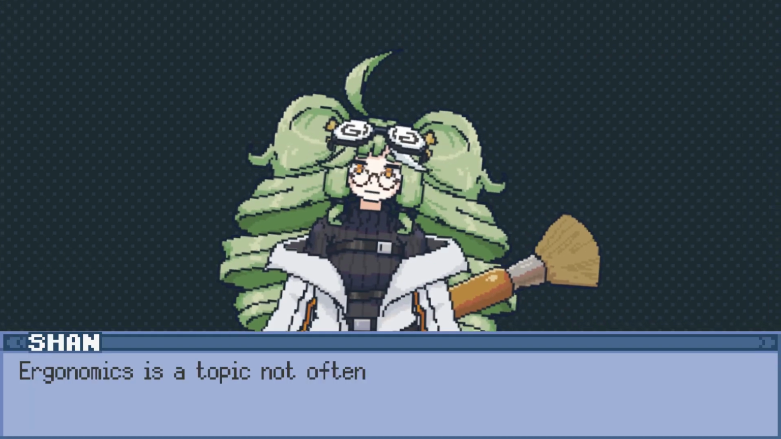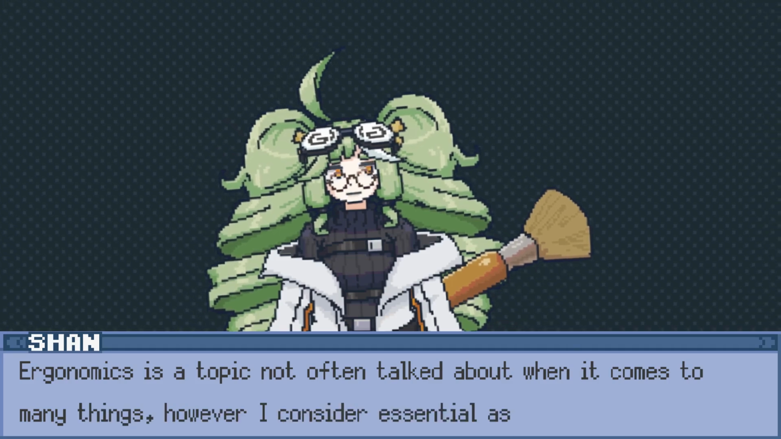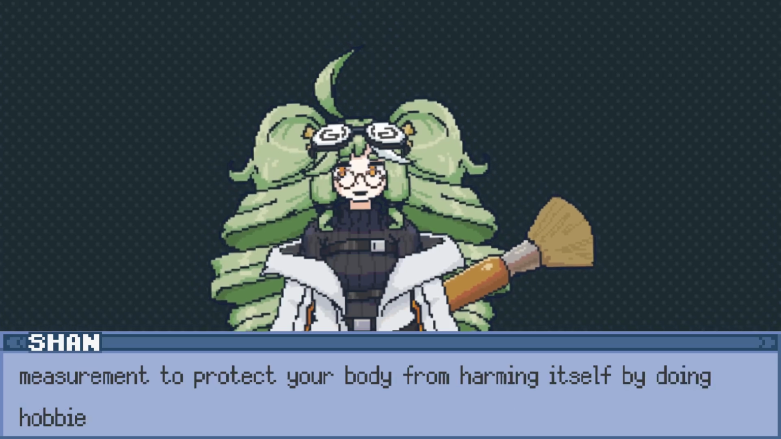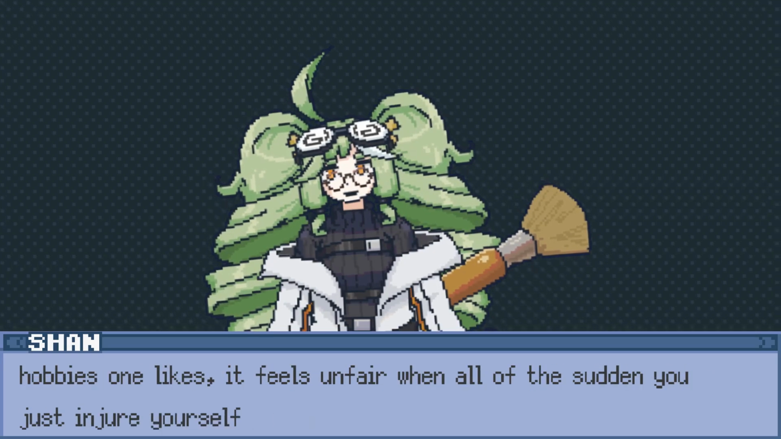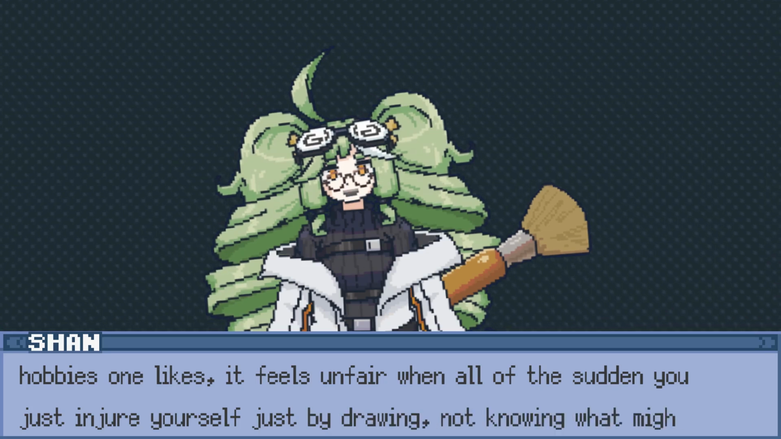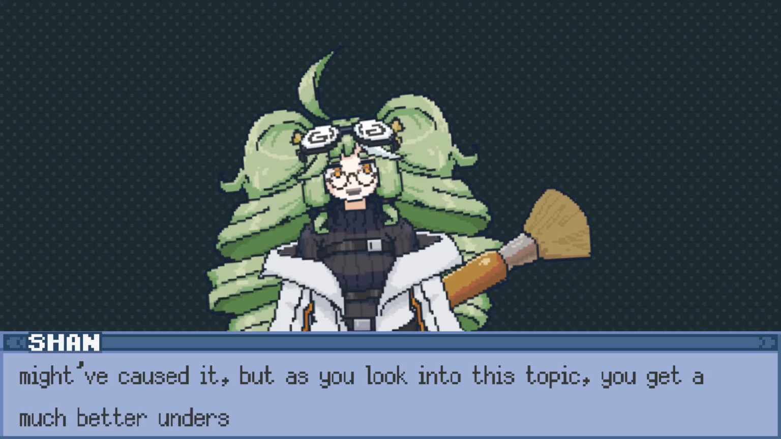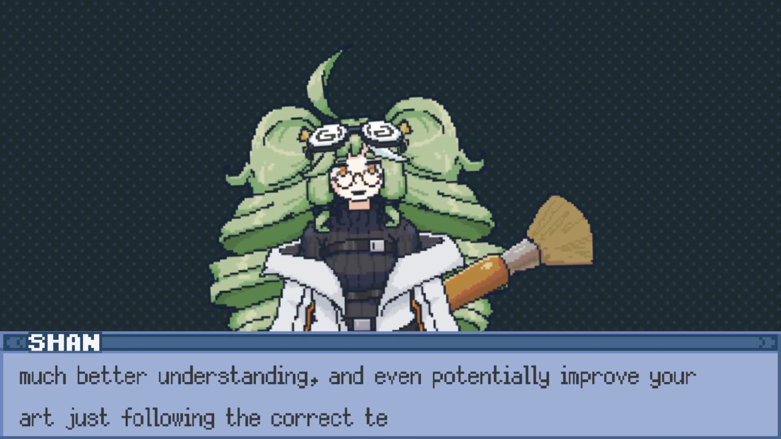Ergonomics is a topic not often talked about when it comes to many things, however I consider it essential as a safety measure to protect your body from harming itself by doing hobbies one likes. It feels unfair when all of a sudden you just injure yourself just by drawing, not knowing what might have caused it, but as you look into this topic, you get a much better understanding, and even potentially improve your art just by following the correct techniques.